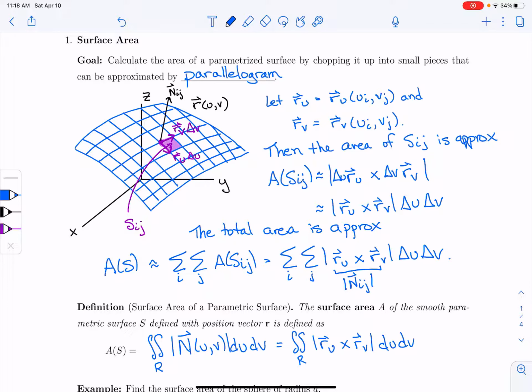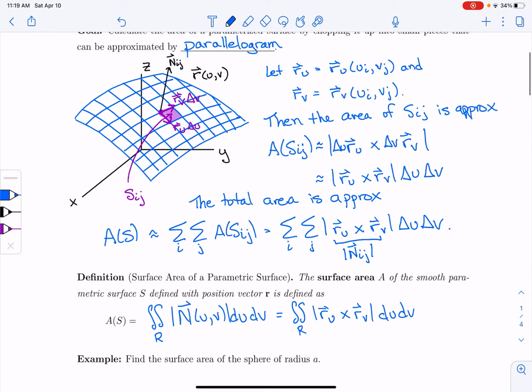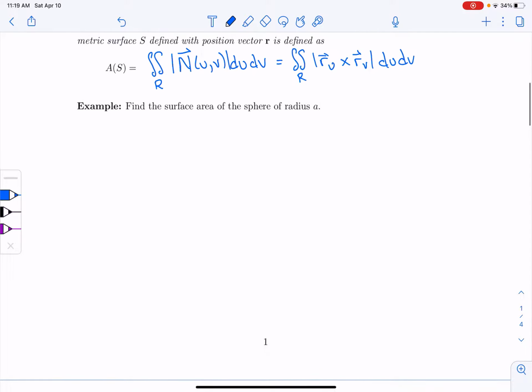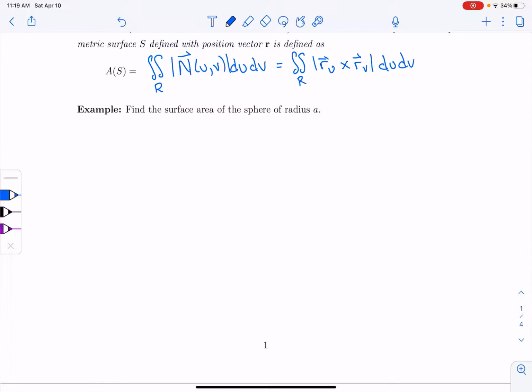And so now we've defined an integral that will give us the area of a parametric surface. So let's move on to an example so we can see how this process works. Our example is to find the surface area of a sphere of radius a.